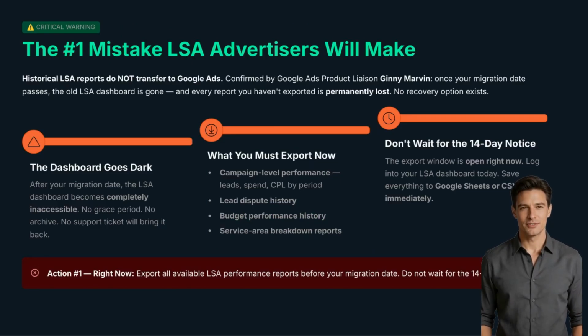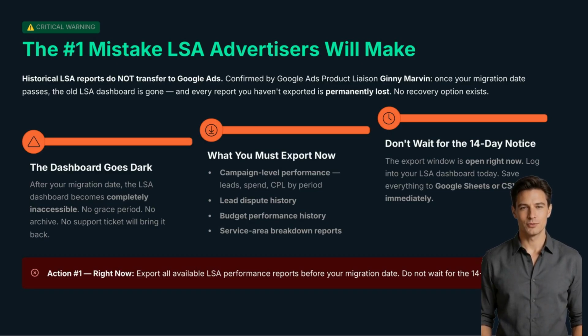Let's spend a full section on the data loss risk, because this is the part of the migration announcement that most advertisers are underreacting to. Google's Ads product liaison, Ginny Marvin, confirmed publicly that the historical LSA performance reports will not transfer. This isn't a technical limitation being worked on, it's a confirmed outcome of the migration. The old dashboard becomes inaccessible. The reports inside it become inaccessible. The data that represents your campaign's entire performance history, cost per lead over time, lead volume by service category, spend patterns, dispute history, does not move to Google Ads.